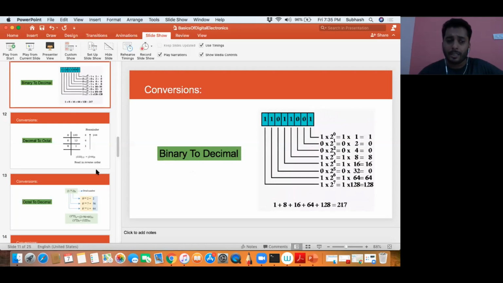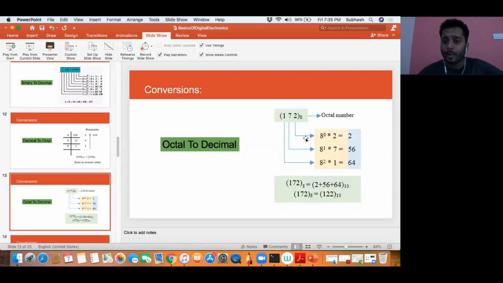The similar thing in octal to decimal: suppose I give you an octal number 172, then each digit from the right has to be multiplied by 8 raised to its power. So 2 into 8 to the power 0, 7 into 8 to the power 1, and 1 multiplied by 8 to the power 2.